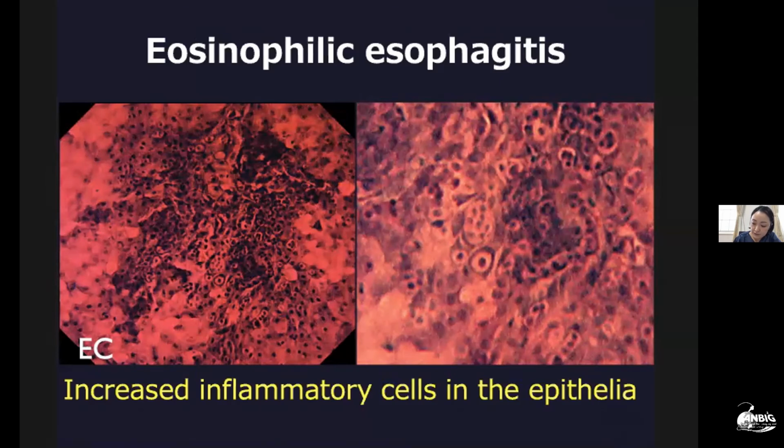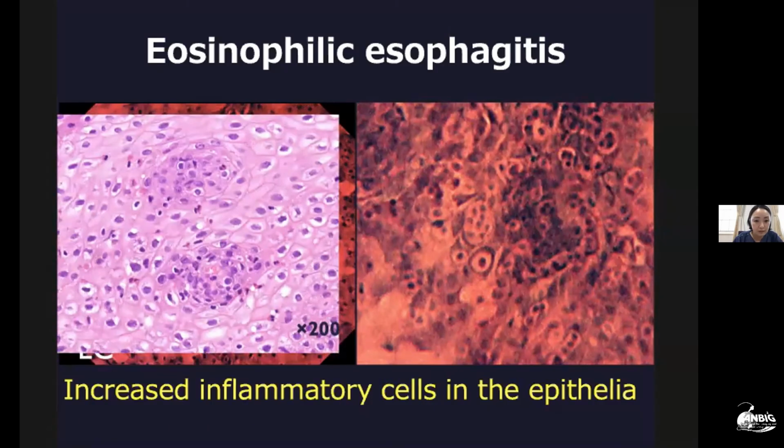And this is another case, eosinophilic esophagitis. You may recognize small cells, smaller than normal squamous epithelium, small cells with multiple nuclei, which we think may be eosinophils or some kind of inflammatory cells. So we can observe inflammatory cell infiltration in the living body. This is a pathological image, and you may see that the two pictures are very much alike.